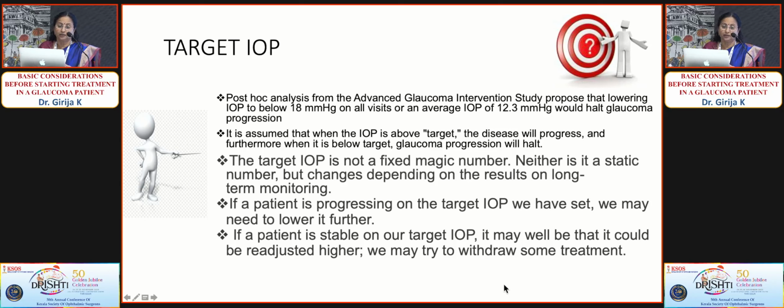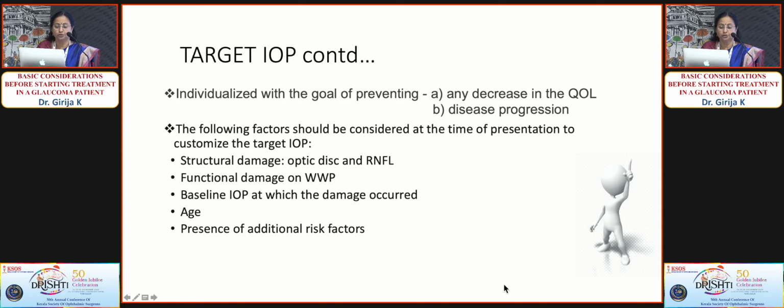So it is assumed that if the patient is at target IOP, then the glaucoma will not progress, and if it is below target IOP, it's better, and if it's above, then the disease can progress. But this is not a magic number. You have to individualize and find out the target IOP for each and every patient, always with an aim of preventing disease progression and also not affecting the quality of life of the patient.